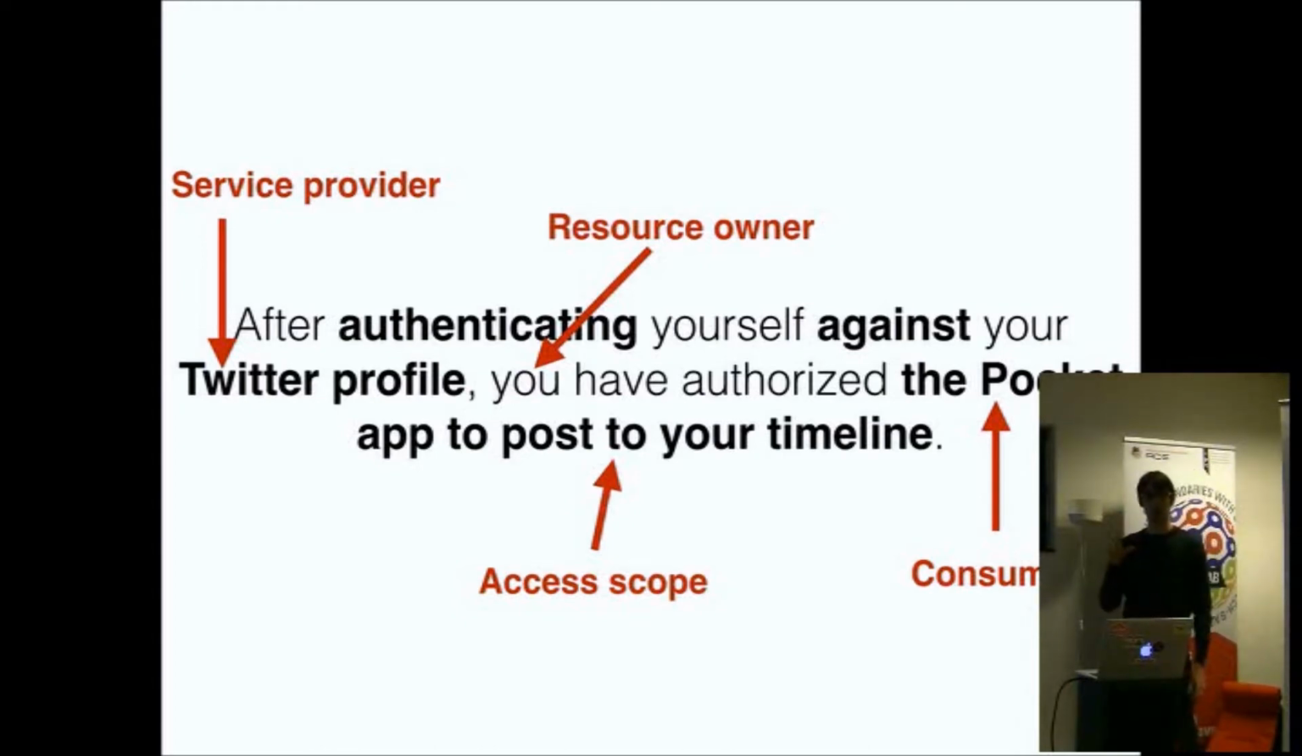And so these are the three main actors in this user flow, and there is also the access scope. Once I have granted the consumer access to the resource I'm owning, I also have to specify, or usually it's included already in the authorization, what that consumer is allowed to do. So in this case, Packet can just post to my timeline, probably not do anything else.